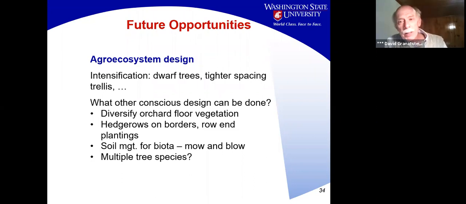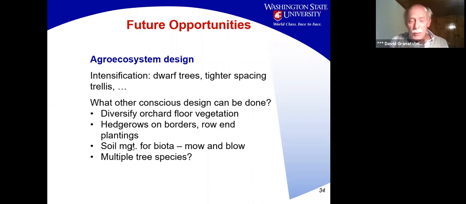This whole design area is a big one in the agroecology world. Already we're redesigning our orchards, no question about it. We've gone to the dwarf trees on the trellises, et cetera. That's a major, major redesign. But what haven't we thought about in that redesign? We haven't thought about the orchard floor, for example. We haven't thought about putting hedgerows or row end plantings, ways to diversify the vegetation for specific purposes.